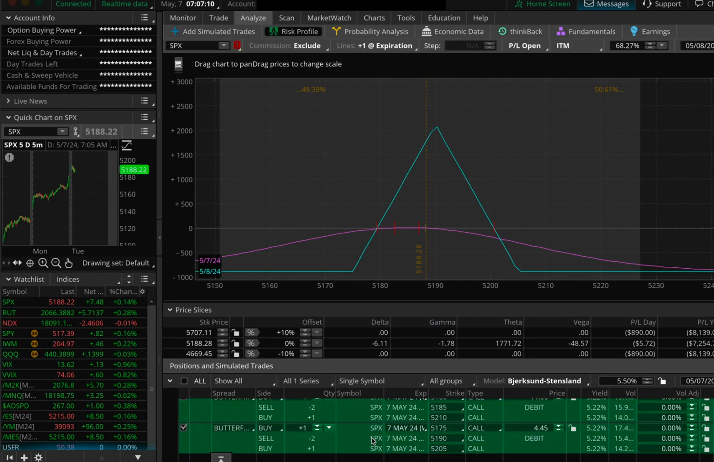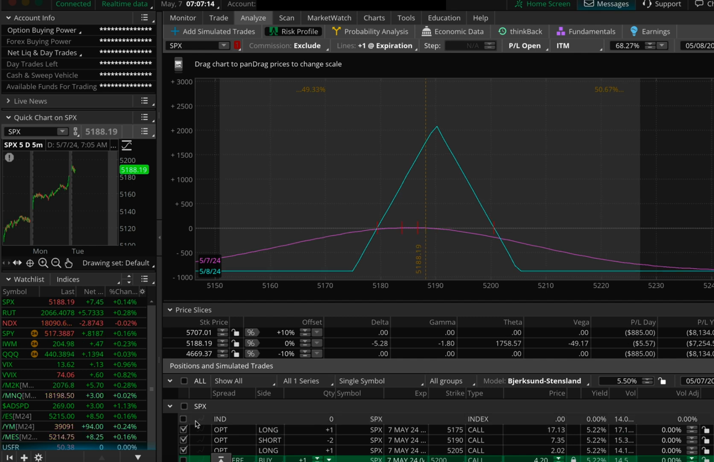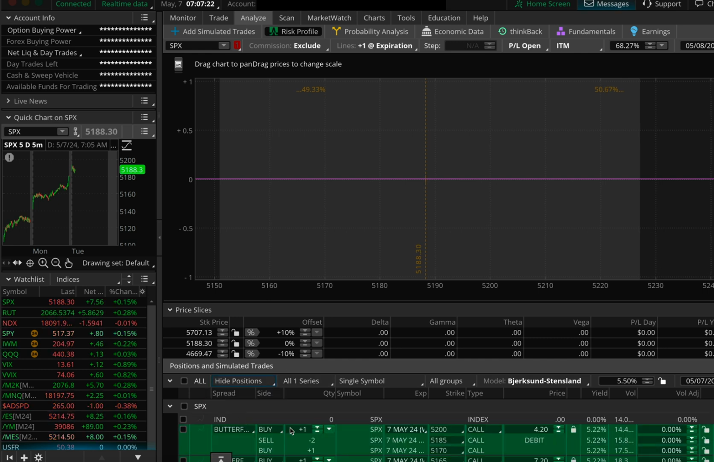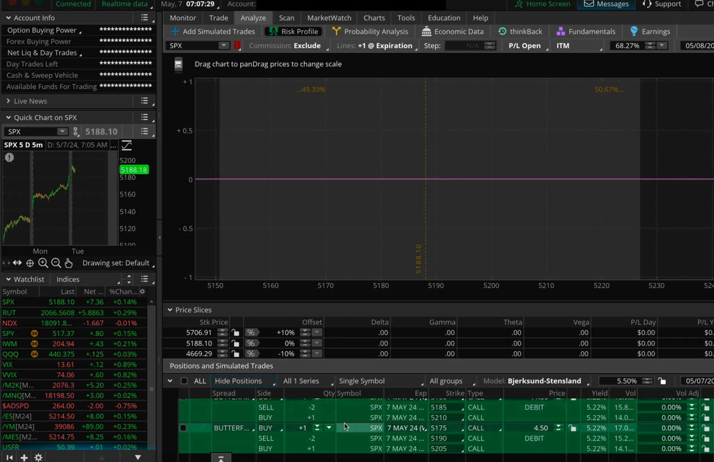So I'm going to come back over here, and there's the real trade right there. That's the one I just put on. This is a live trade. And I just always monitor these with the simulations. So I uncheck everything. I'm going to come up here and say hide positions. That'll hide those real live positions so that they don't get all mixed up with these paper trades. And then this is our live money trade.